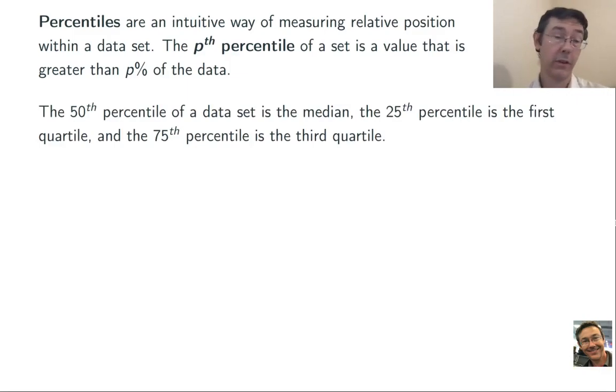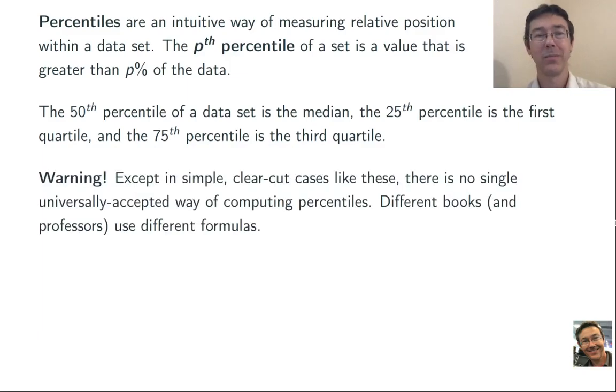So, for example, the 50th percentile of a data set is the median, the 25th percentile is the first quartile, and the 75th percentile is the third quartile, the value that lies above 75% of the data.